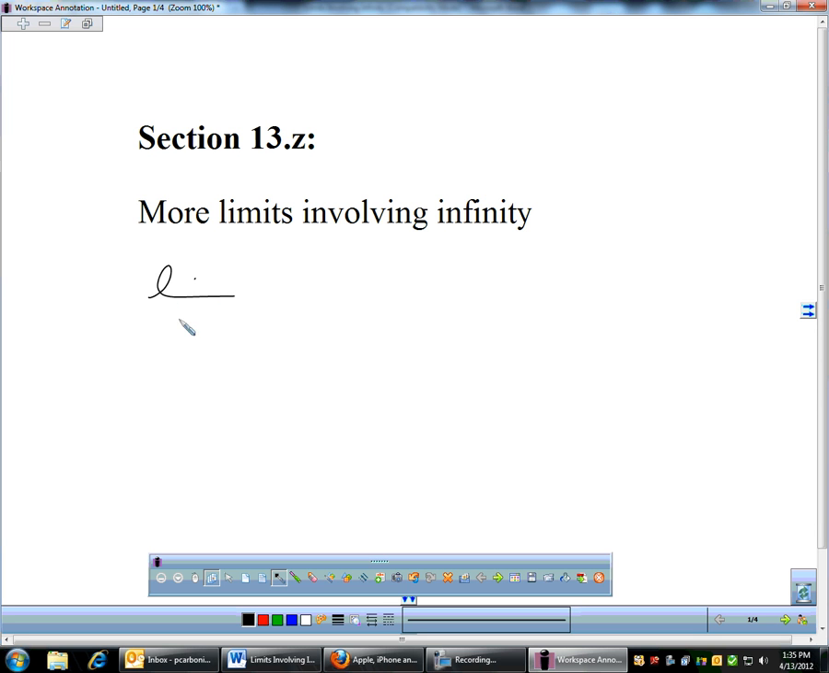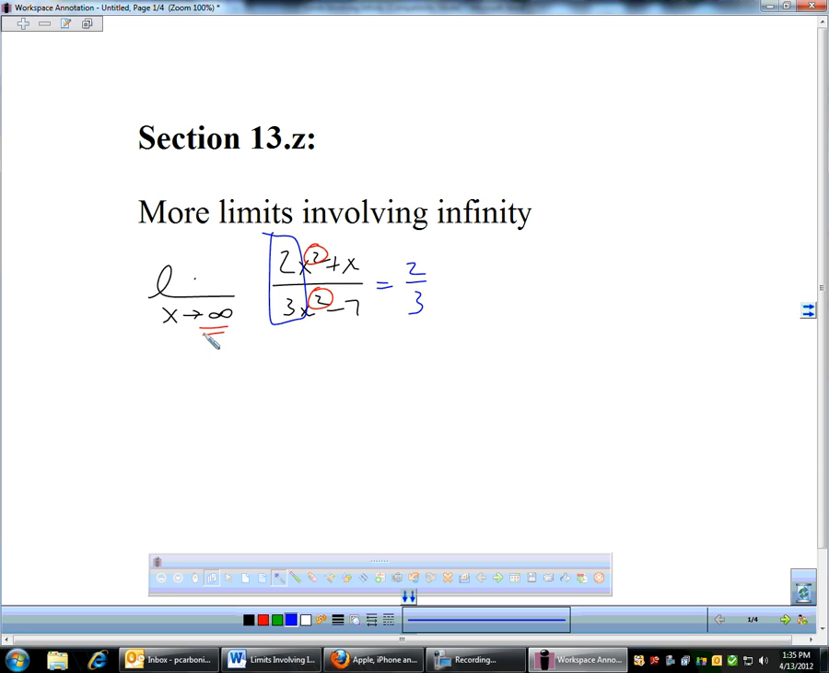We did some the other day where we were doing the limit as x approaches infinity of like 2x squared plus x over 3x squared minus 7. If x is approaching infinity, then we looked at the degree on top and bottom. Since these are equal, we divided the coefficients and got an answer of 2/3. That's one type of limit involving infinity. There's another one where your answer actually ends up being infinity, that is going to look something like this.